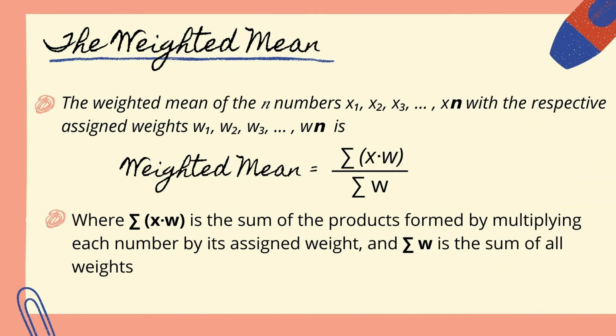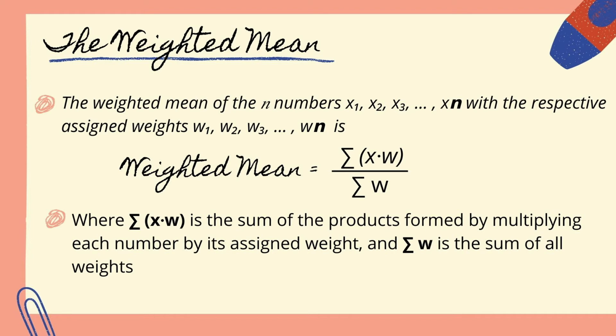The next one will be the weighted mean. The weighted mean of the n numbers x1, x2, x3, up to xn, with the respective assigned weights w1, w2, w3, up to wn. We usually use this when we're computing our grades, especially in college, since we have units per subject.